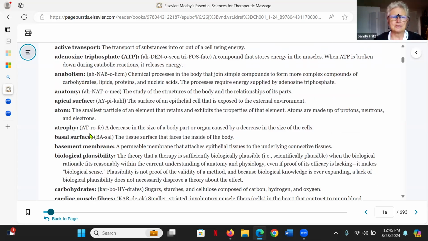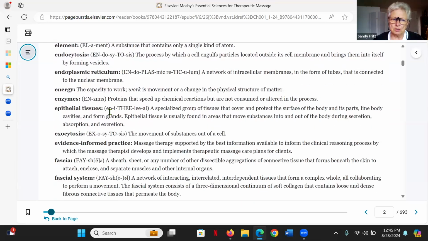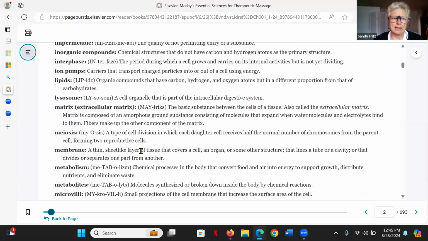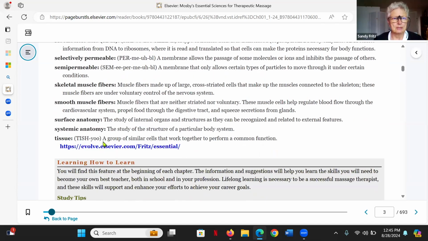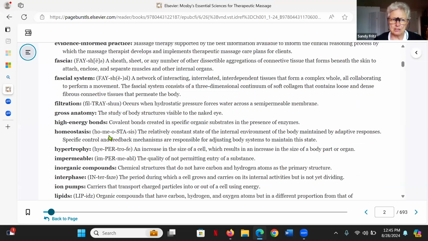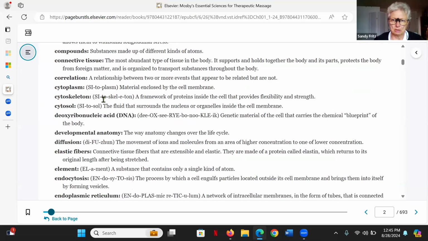So atrophy, cell. Now, some of them that are easy, like basement membrane, there wouldn't be a pronunciation key for. So these are the words that you're going to want to have a working knowledge of. Not memorization, recognition.